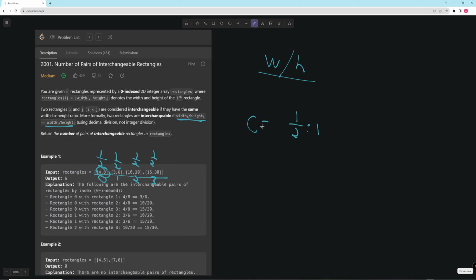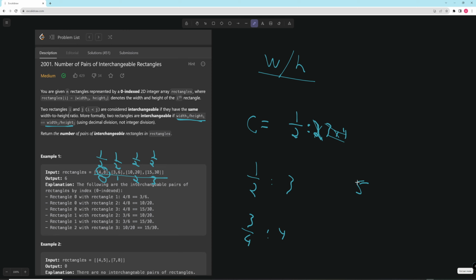Here, this is our count hash map. And then for 3 and 6, it's also 1/2. So for key 1/2, let's add 1. So that's going to be 2, then 3, then 4, and so on. At the end, you're going to have a bunch of keys that are all your ratios, right? Some keys like 1/2, 3/4, whatever it is. And then you're going to have counts, like 3, 4, 5, whatever.